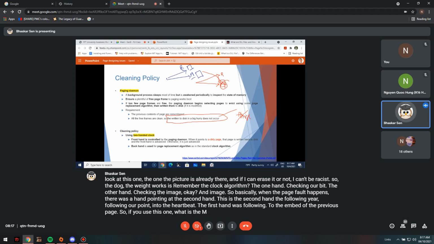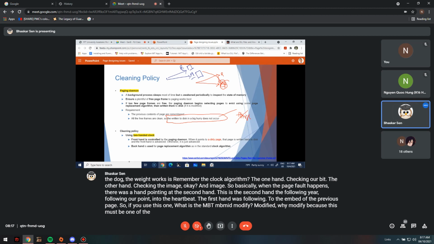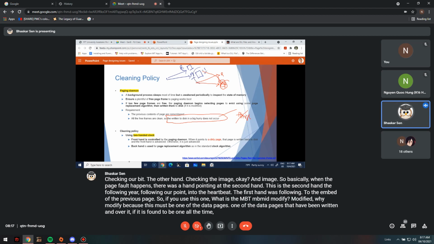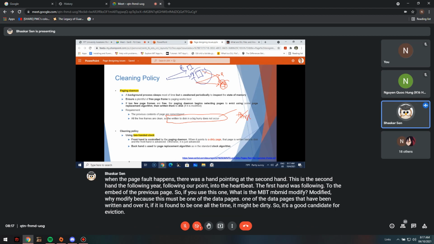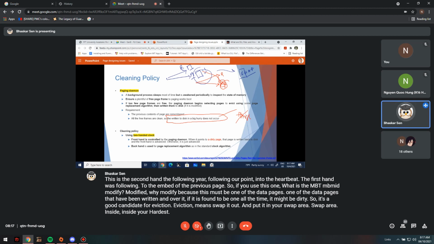M bit means modified bit. Why modified? Because this must be one of the data pages, one of the data pages that have been written and overwritten. If it is found to be one all the time, it might be dirty, so it's a good candidate for eviction. Eviction means swap it out and put it in your swap area inside your hard disk. That's what we do. And the R bit, we already know its algorithm.